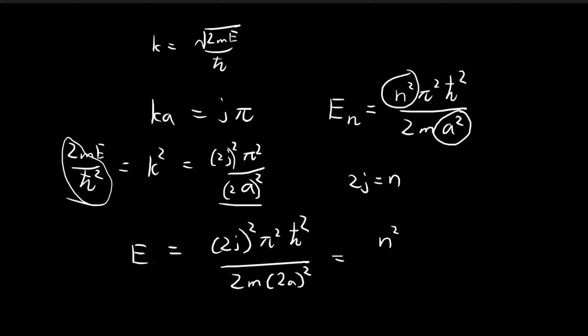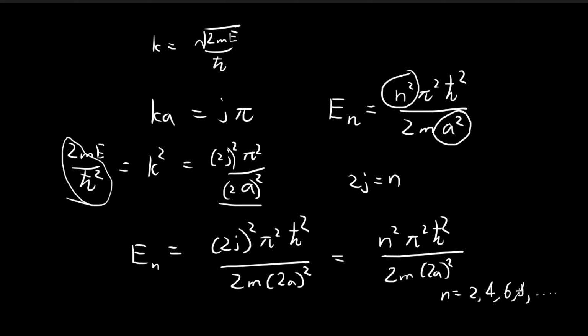So the energy level E_n is equal to n squared π squared ħ squared divided by 2m 2a squared, where n is equal to 2, 4, 6, 8, and so on. So all even numbers. So for Griffiths' expression for his energy levels, n can go from 1, 2, 3, and all the way to infinity. So it includes all integers. But for us, n would only include the even numbers, so 2, 4, 6, 8, because j itself goes from 1, 2, 3, and so on, so all natural numbers. And then here we're defining n to be equal to 2j, so that's why for our n, it can only take on even values.